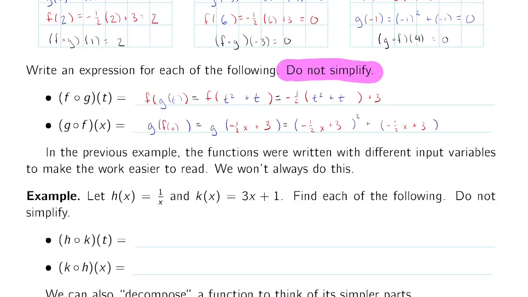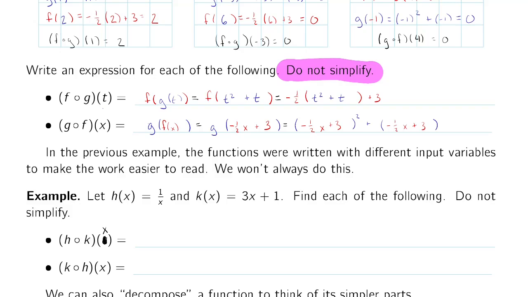The reason that I gave two different names to the input variables in that first example was to allow us to easily distinguish which input is which, right? So we're thinking of t as the input of g and x as the input of f. But typically when we meet functions in the wild, they'll all have the same names for their input variables, and it'll usually be x. But that's okay. We just think of this in terms of the input.